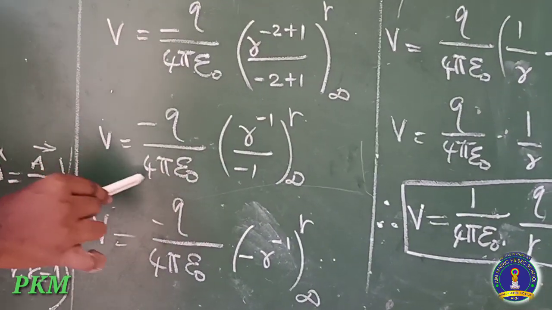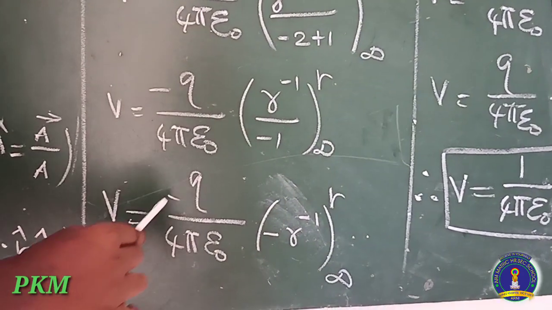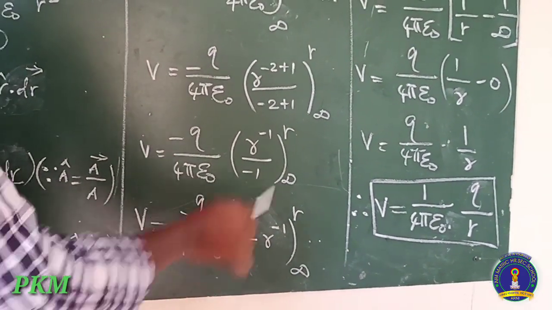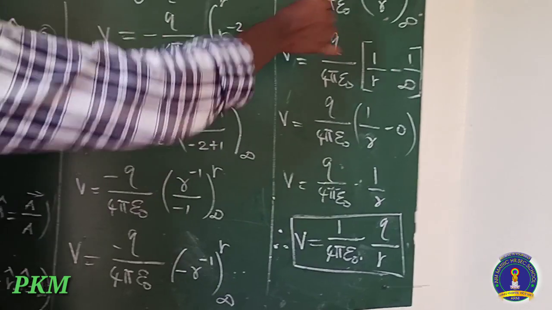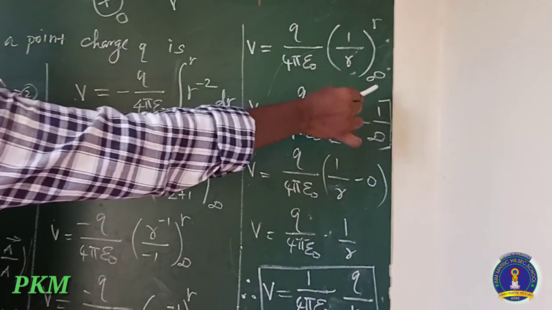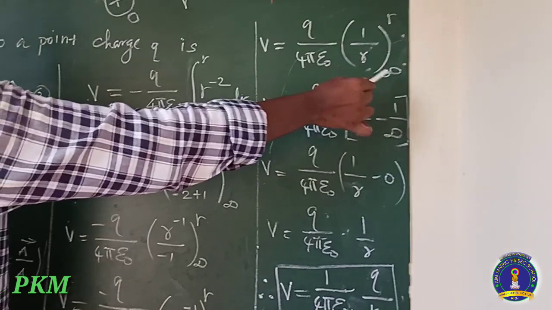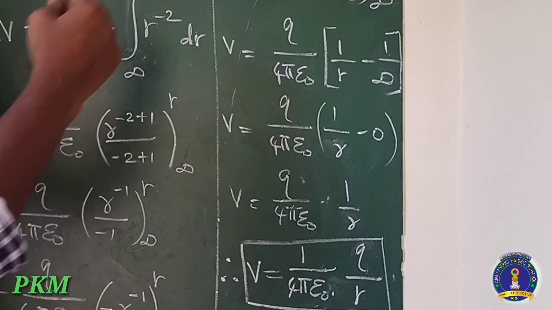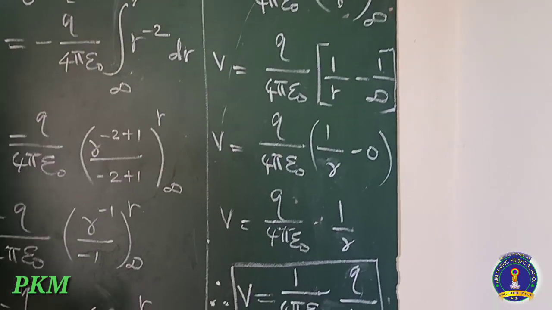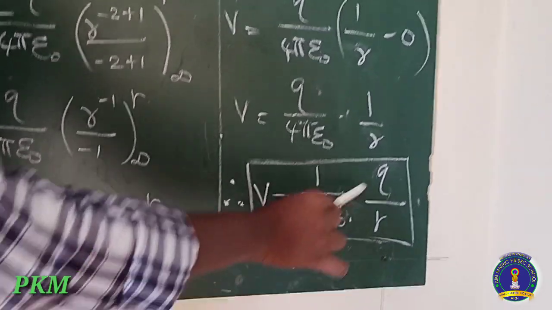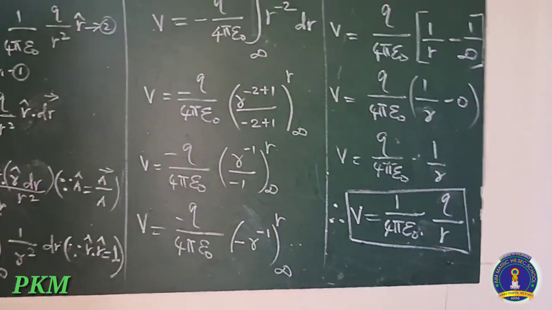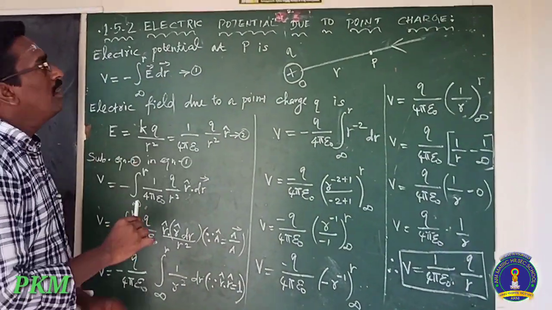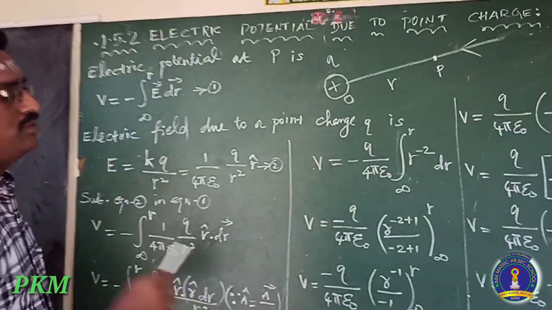So V equals minus q by 4 pi epsilon naught times minus r power minus 1. Minus into minus gives plus, and r power minus 1 goes to the denominator, so the power becomes positive: 1 by r, from infinity to r. V equals q by 4 pi epsilon naught. Then we substitute the limits. Finally we get V equals 1 by 4 pi epsilon naught q by r. This is the expression for the electric potential at P, or the electric potential due to a point charge.